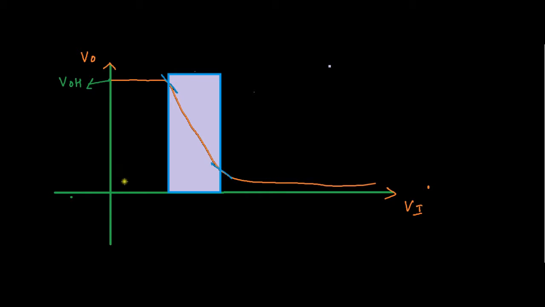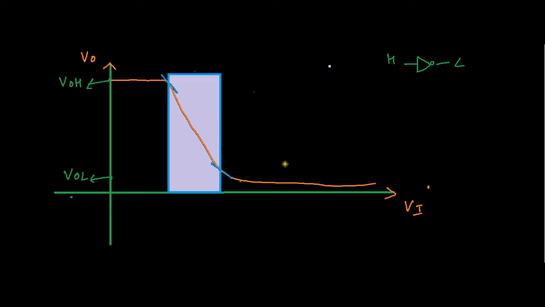In this case VOL is the minimum output voltage when input is maximum, which is common because this is the inverter. What it will do, if you give high, the output will be low. Okay, so VOL is the minimum output voltage when input is high. So same with VOH. Now the next two parameters are VIH and VIL. So let's see the first point, VIL.